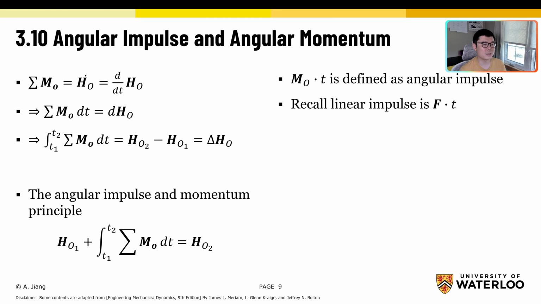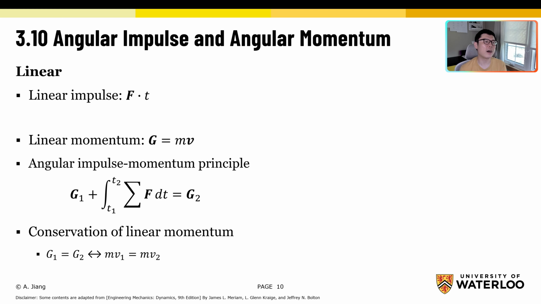And in this equation, the sum of MO times dt part is what we call the angular impulse, the moment times time. Compared to the linear impulse F times t, this is actually very similar, and we will compare them side by side on the next slide. Quick recall on our linear momentum and impulse. We have linear impulse F times t, linear momentum mv equals to G, and the linear impulse momentum principle and the conservation of linear momentum.